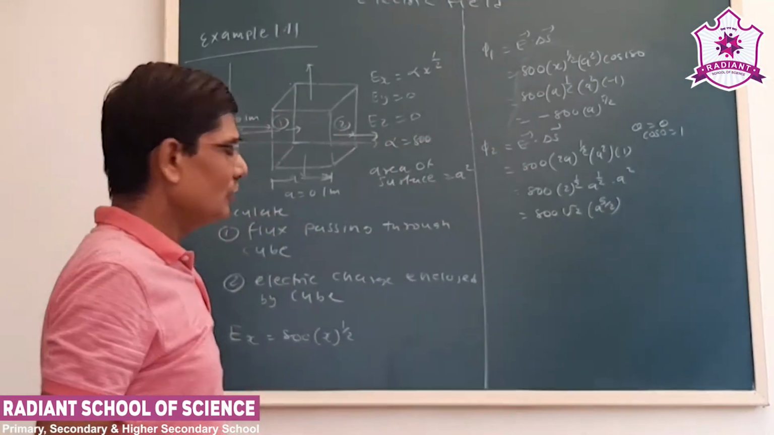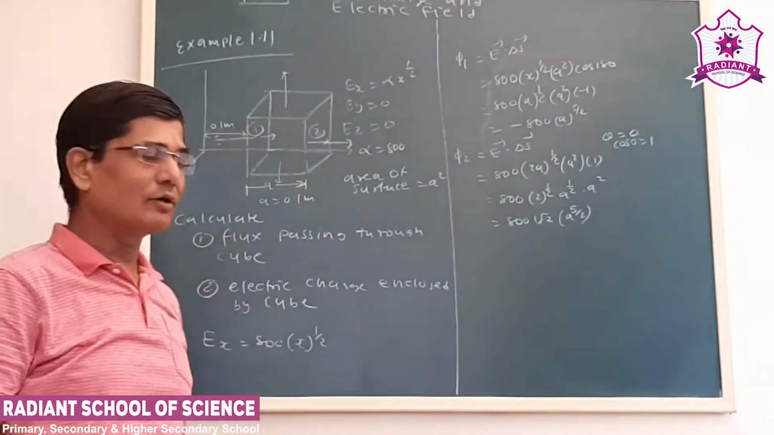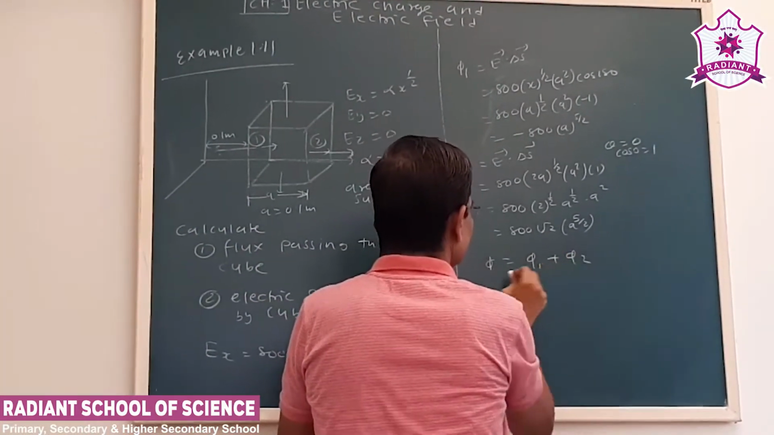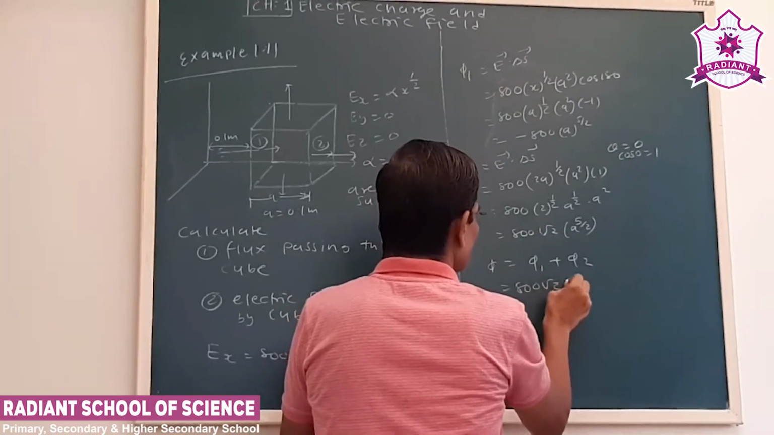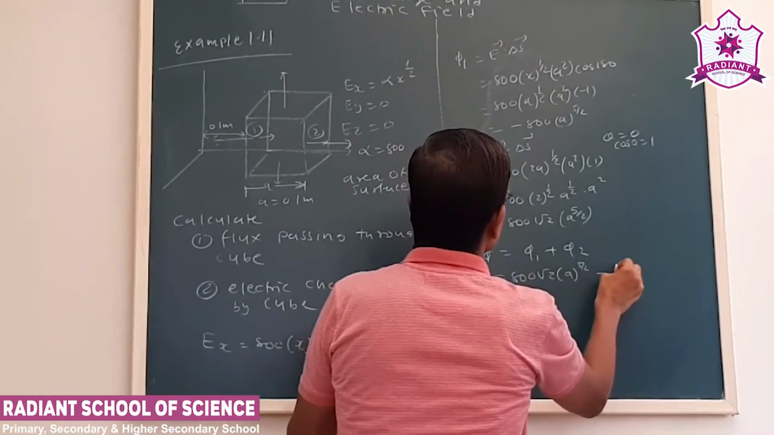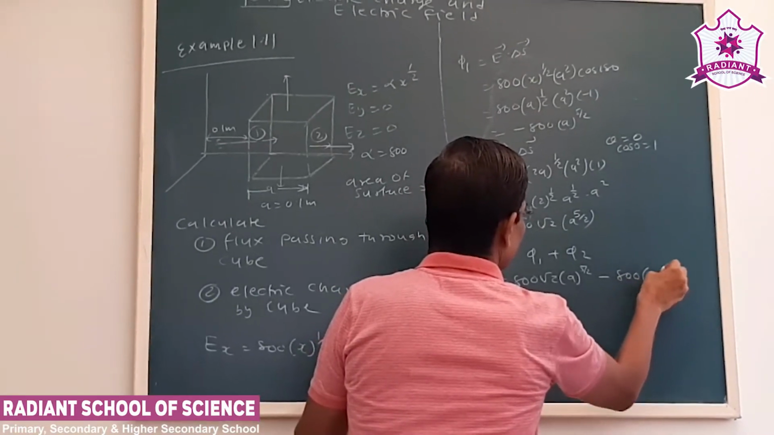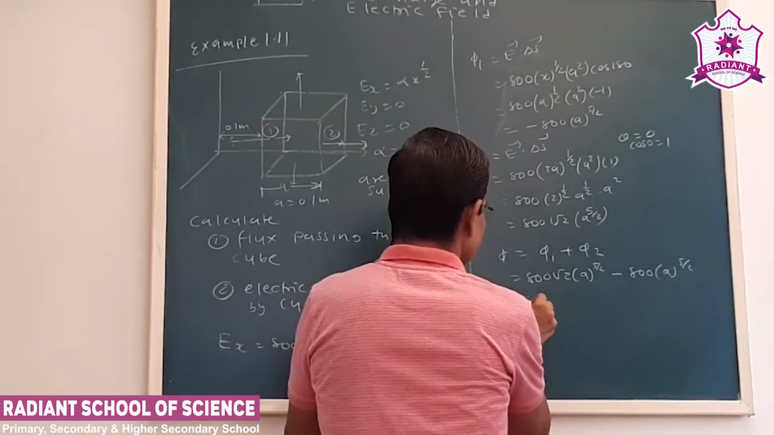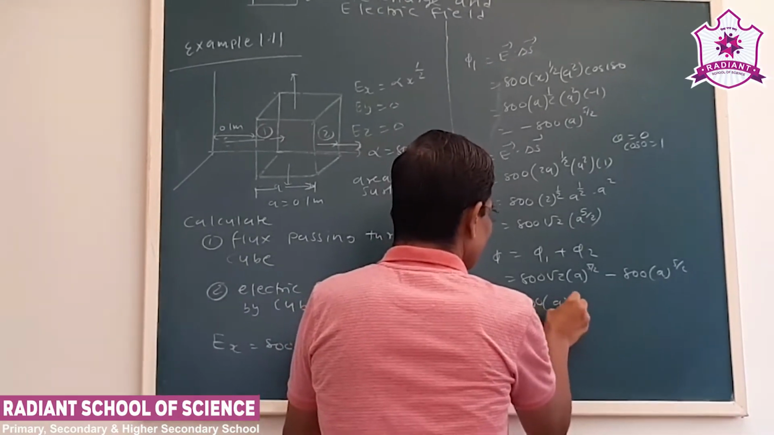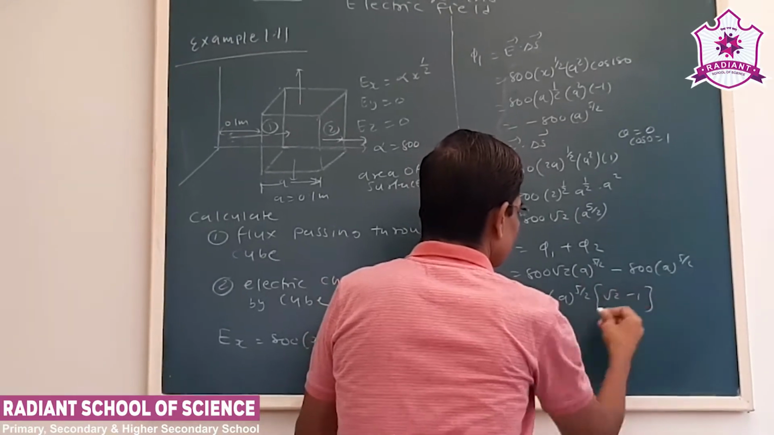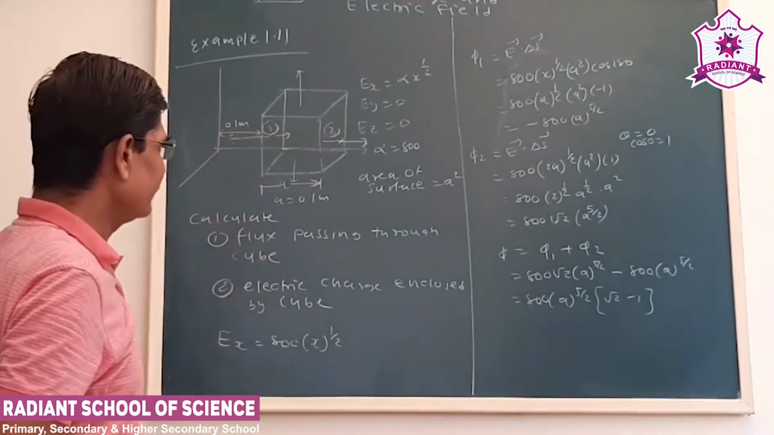Okay. Now the total flux, we know the flux is a scalar quantity. So flux phi is phi 1 plus phi 2, 800 root 2 a raised to 5 by 2 minus 800 a raised to 5 by 2. Okay. Now what can we take common here? 800 a raised to 5 by 2 common, root 2 minus 1. Okay. Now value of a is 0.1.